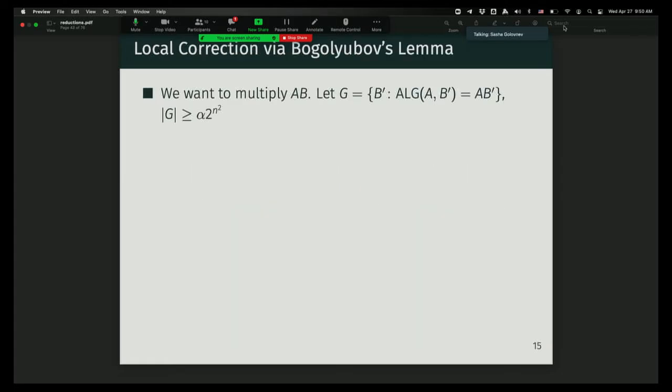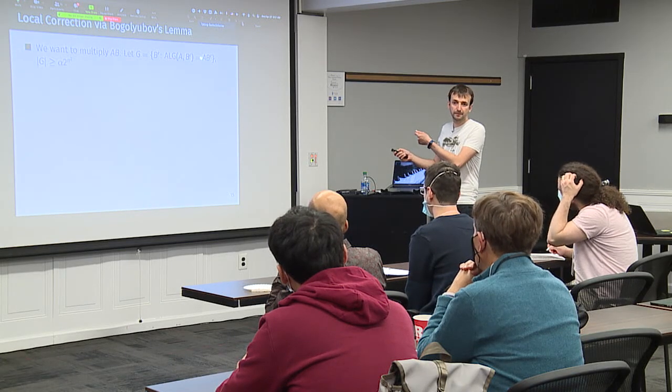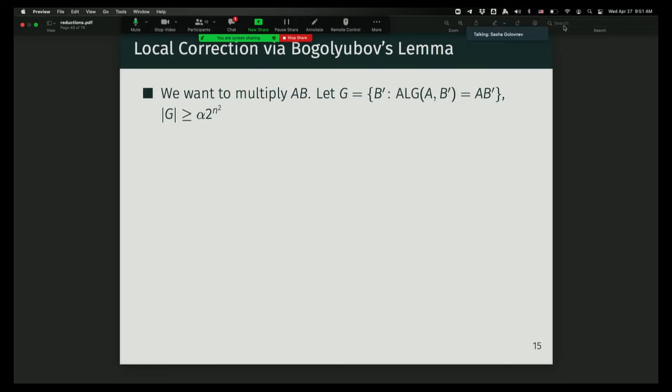Okay, so I want to multiply A and B. Let me define the set of good matrices B. Those are the matrices where the average case algorithm works correctly. And we already assumed its fraction is reasonable. It's at least an alpha fraction of all matrices B.